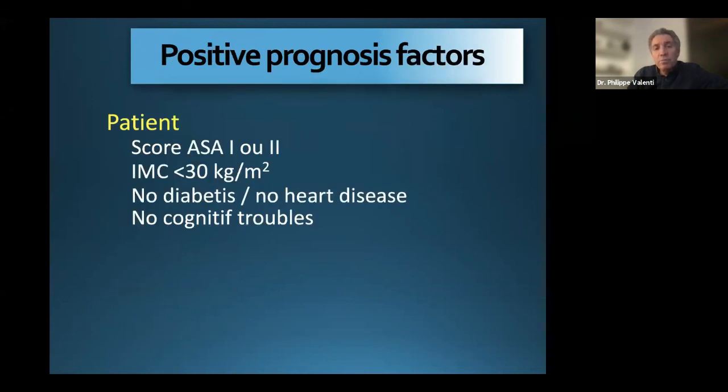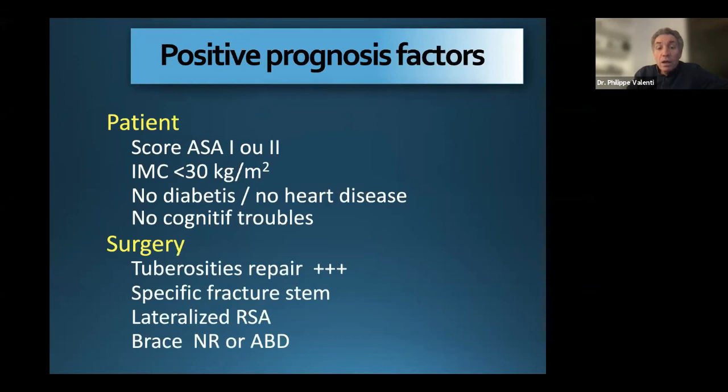More important, the positive prognosis factors in this great series: no diabetes, no disease, no cognitive troubles, no smoking, and BMI less than 30 and ASA score 1 or 2. And the surgery is very important, and we have to respect the academic rules of the reverse in fracture. You have to repair the tuberosity, because you have to repair the cuff if you want to restore external rotation.